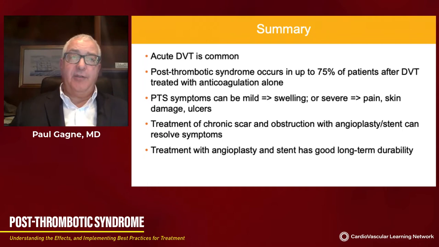So patients with acute DVT are common, and the post-thrombotic syndrome occurs in up to 75% of patients after a DVT treated with anticoagulation alone. Post-thrombotic syndrome symptoms can be mild, such as swelling, or severe, with skin damage, pain, and ulceration. Treatment of chronic scar and obstruction with angioplasty and stent can resolve symptoms. Treatment with angioplasty and stent also is associated with good long-term durability.